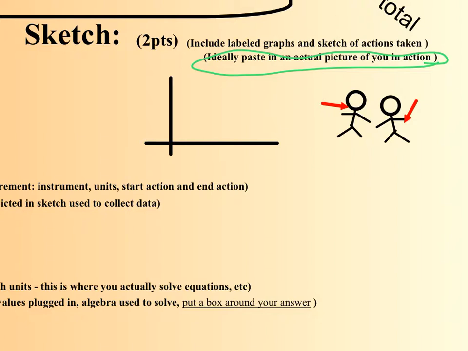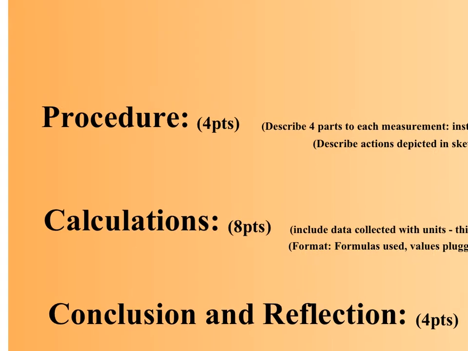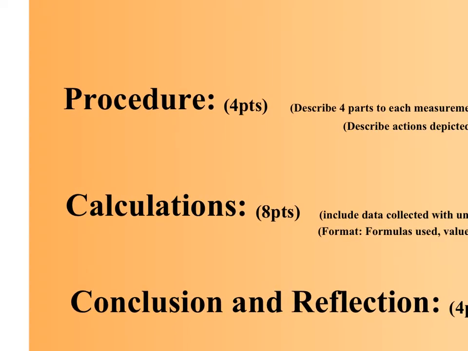One last thing to note here. Labeled graphs. If at the end you didn't have an X and a Y label and you didn't have numbers on your axes, you would not get points. So that's how I grade the sketches usually. Did they label it and put numbers on it that were appropriate? Okay, next. There's 4 points for procedure, and feel free to write this down.